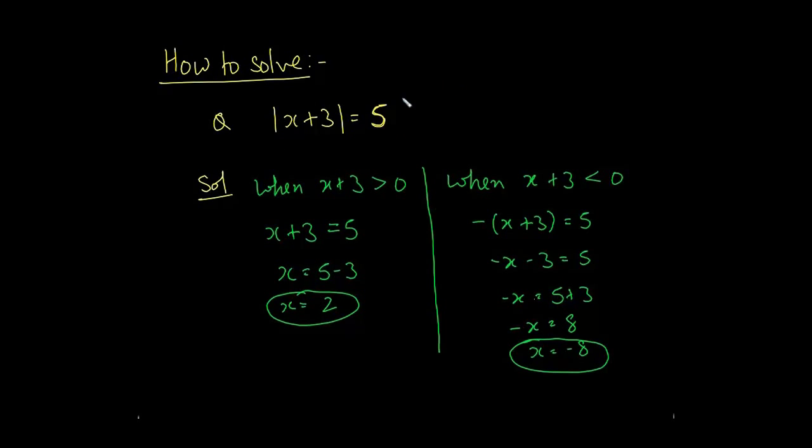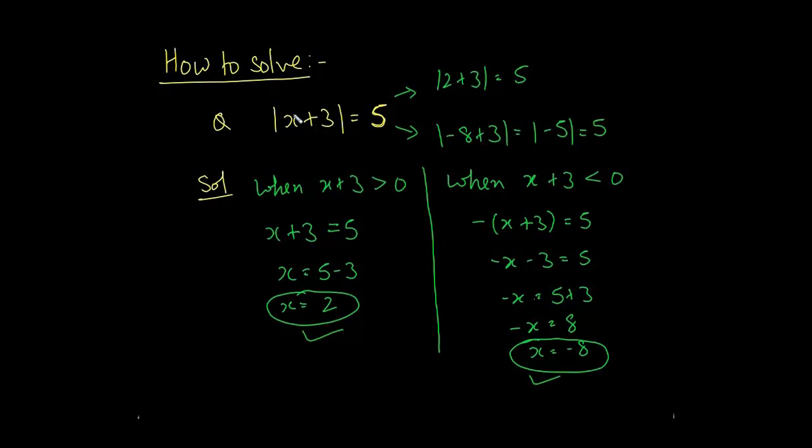Now if we put both these values here, let's see what we get. If I put x is equal to 2, it becomes the absolute value of 2 plus 3, which is equal to 5, so that works. And when we put x is equal to minus 8, it becomes the absolute value of minus 8 plus 3, which is equal to the absolute value of minus 5. But as we learned, the absolute value always comes out to be positive, so even this gives us 5. So even this works. As we can see here, an absolute value generally gives us two solutions.